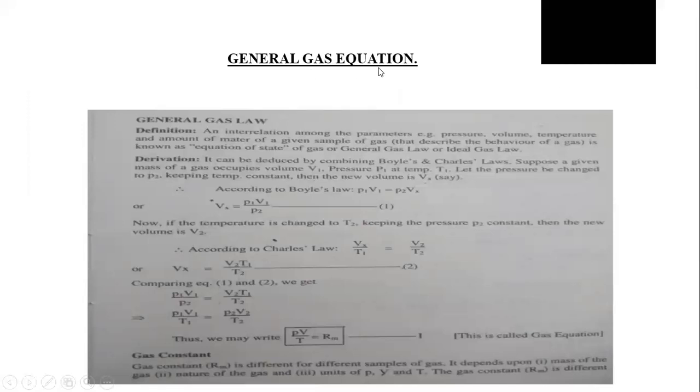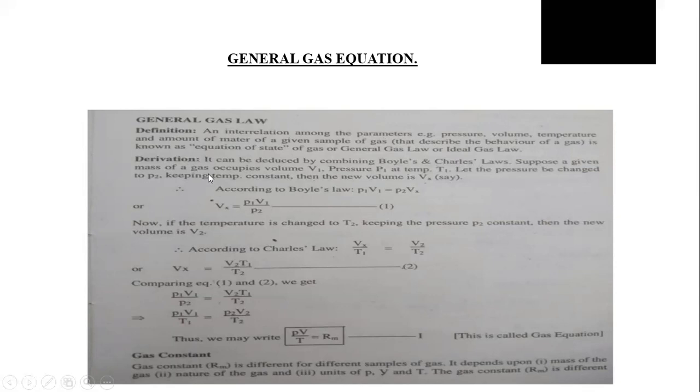General gas equation. An interrelation among the parameters pressure, volume, temperature, and amount of matter of a given sample of a gas is known as the equation of state or general gas equation or ideal gas law. It can be deduced by combining the Boyle's and Charles law. We can derive the general gas equation by combining both the laws, Boyle's law and Charles law.